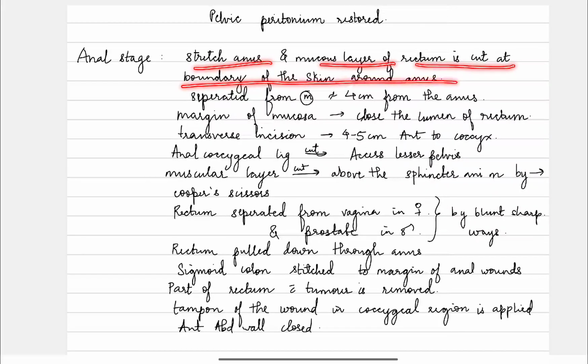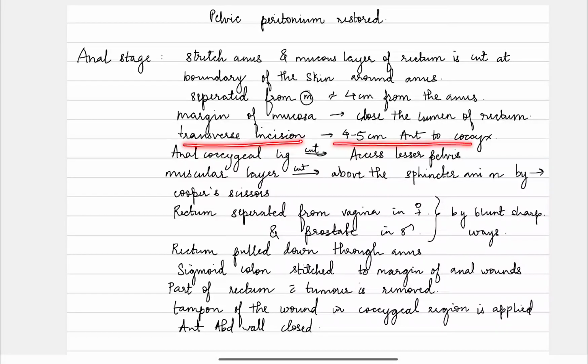Anal stage, stretch the anus; the mucous layer of the rectum is cut at the boundary of the skin around the anus. Separated from the muscle 4 cm from the anus. Margin of the mucosa is closed to the lumen of the rectum. Transverse incision 4 to 5 cm anterior to the coccyx. Anal coccygeal ligament is cut.